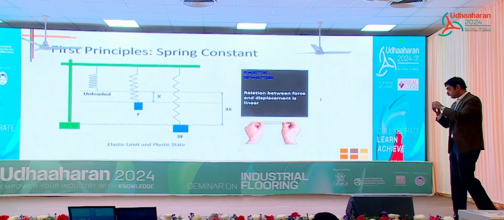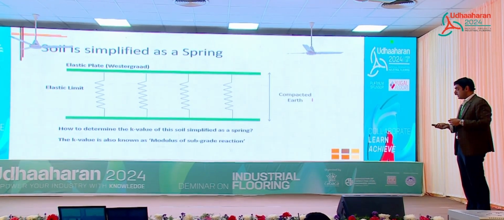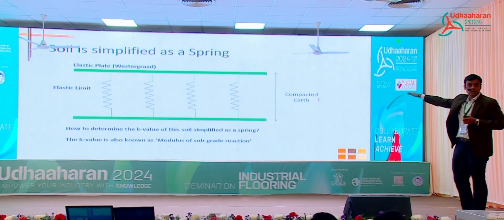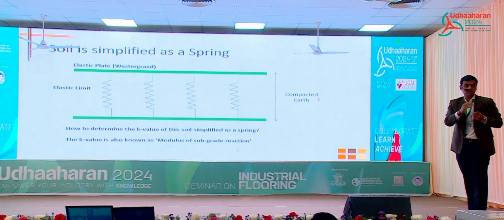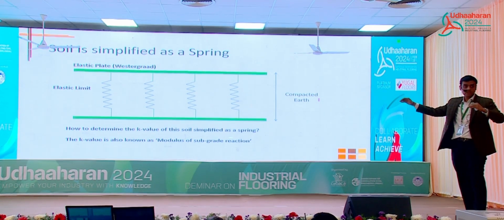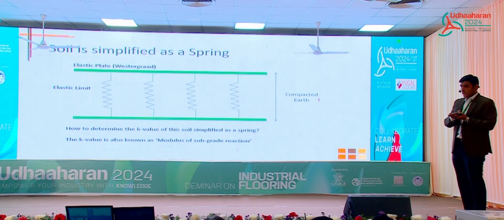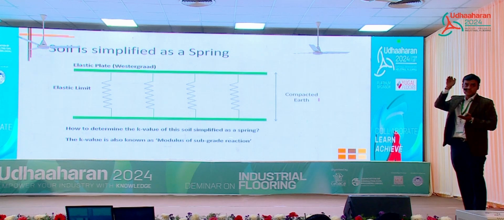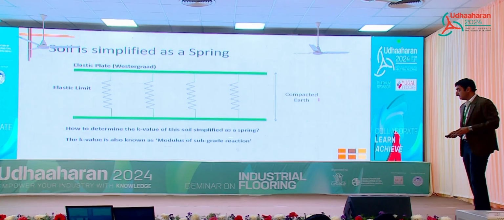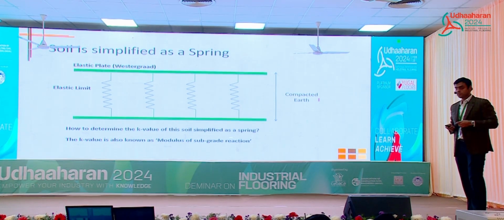Now why I'm showing you all this is because in the design of a floor, we actually simplify the soil or the earthwork as a spring. So when you think of soil or earthwork, think of it as a set of springs. Now what you want is a harder spring. The softer the spring, either you will have settlement or you will have a thicker slab which has more reinforcement, higher grade or more thickness. So now how do you go about determining the K value?